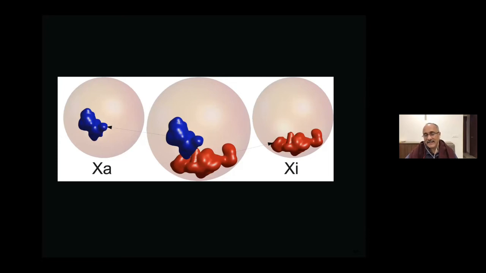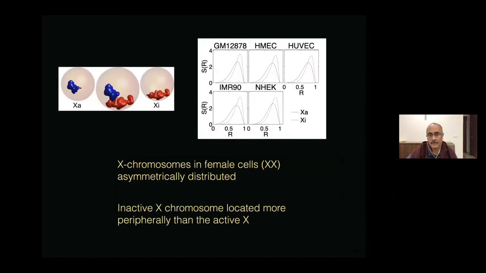And the fact that these are located differently has been noticed for at least the past, I guess, 50, 60 years in terms of locations. So the fact that X chromosomes in female cell nuclei, both X's, are asymmetrically distributed has been known. Remarkably, this is also a feature of the simulation data. If you look at the distribution function, the X inactive peaks towards the outside, the X active peaks towards the inside.